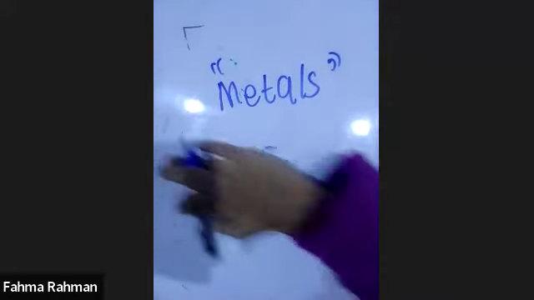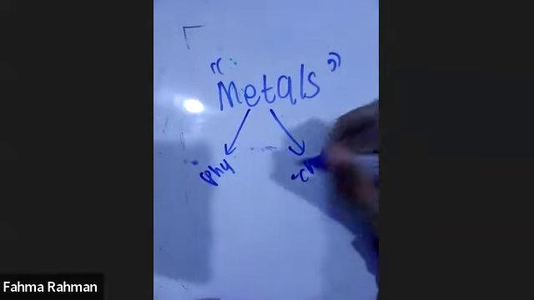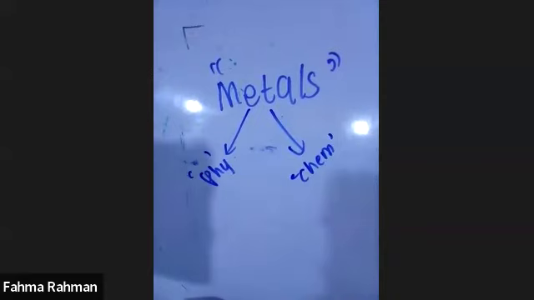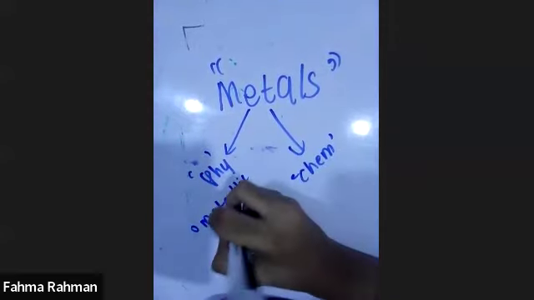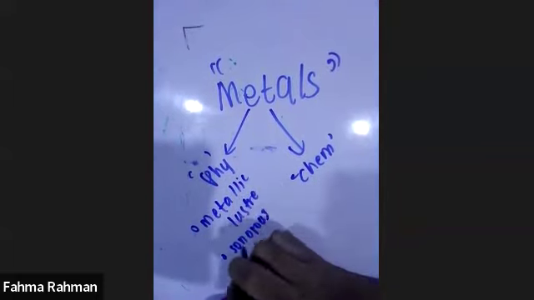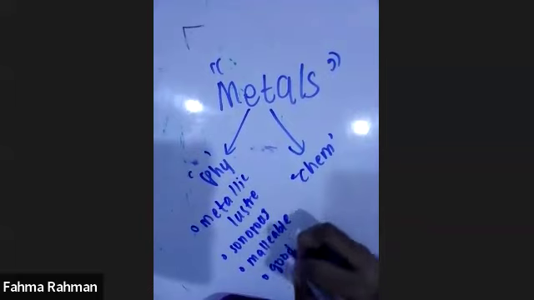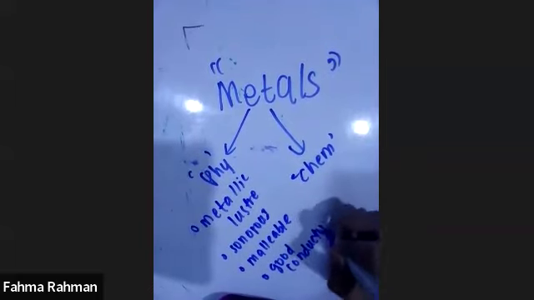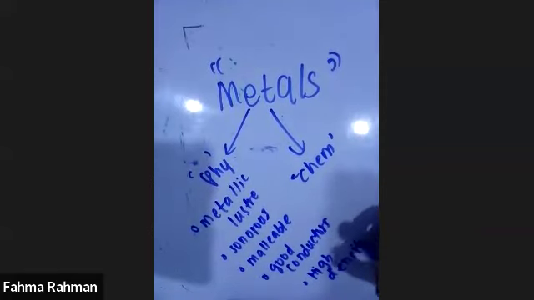Metals have physical as well as chemical properties. We have to discuss both. If it is the physical properties of metals, you have metallic lustre. They are sonorous, which gives a ringing sound, and they are malleable, good conductors of heat and electricity. Then there is high density. These are the physical properties of metals.